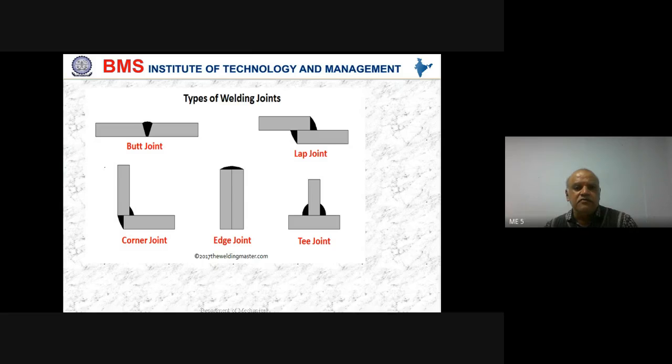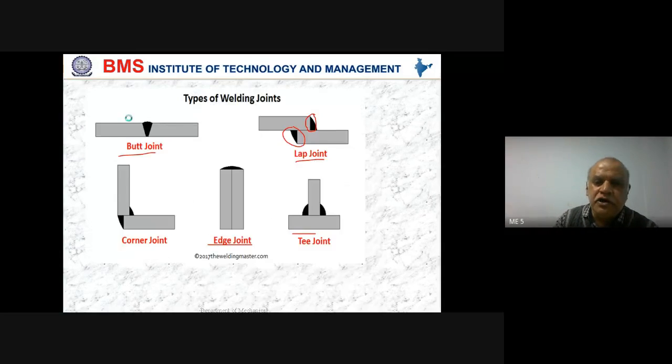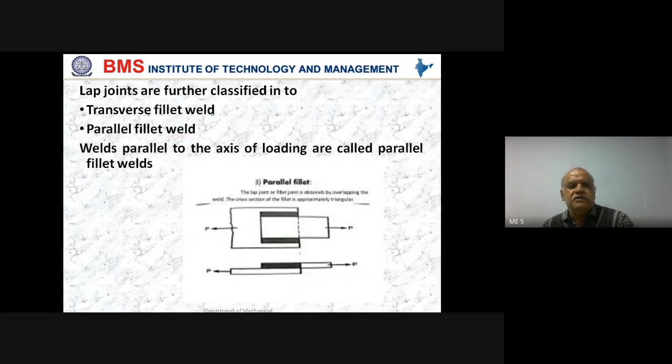Then other types of welded joints we have seen here: butt joint, and this is lap joint. This is where we carry out the welding, maybe single or double, something like this. Then we have corner joint, T-joint, and edge joint. These are all the various types of welded joints. Now, coming back, we are interested in lap joint and butt joint only, for our classroom design. So we are interested in lap and butt joint.